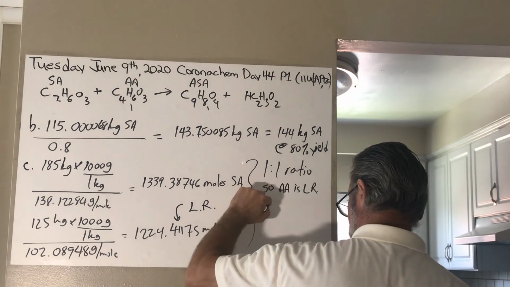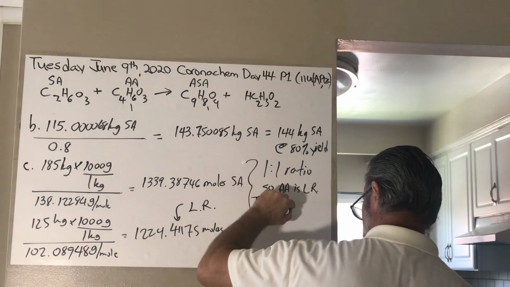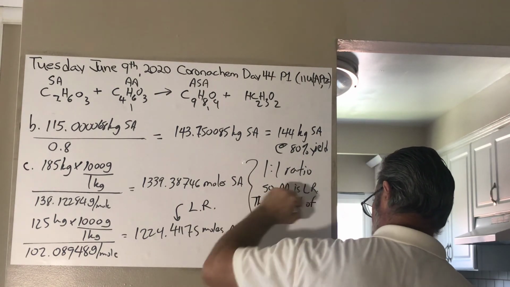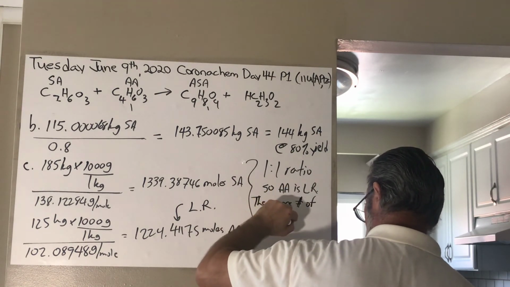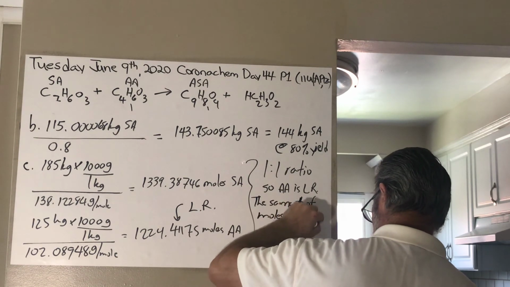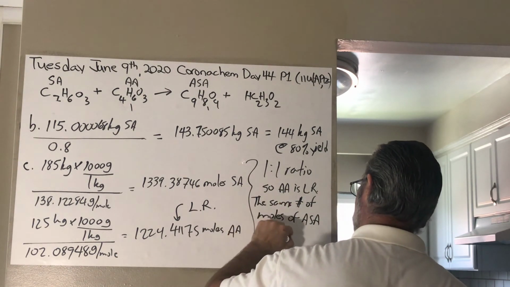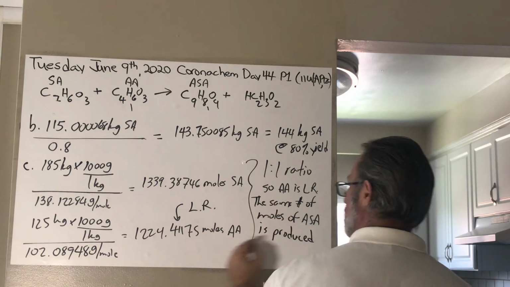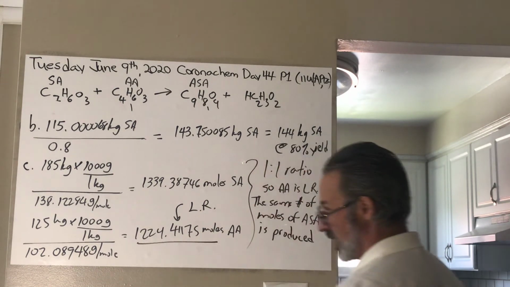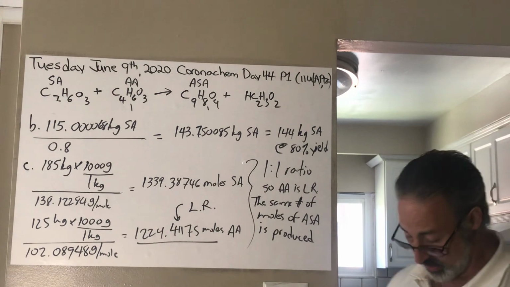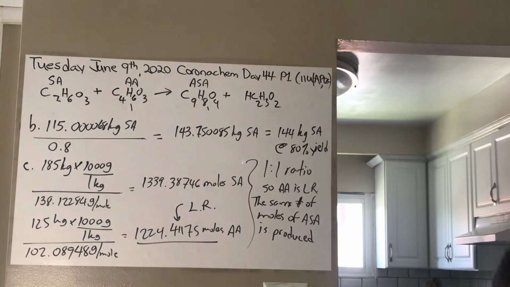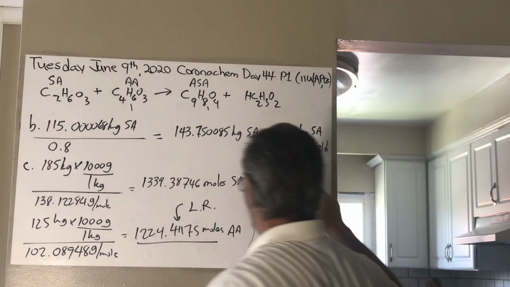And the same number of moles of ASA is produced. Okay? You're going to get that many moles of ASA if there's 100% yield, which we're assuming. So let's continue our calculation.